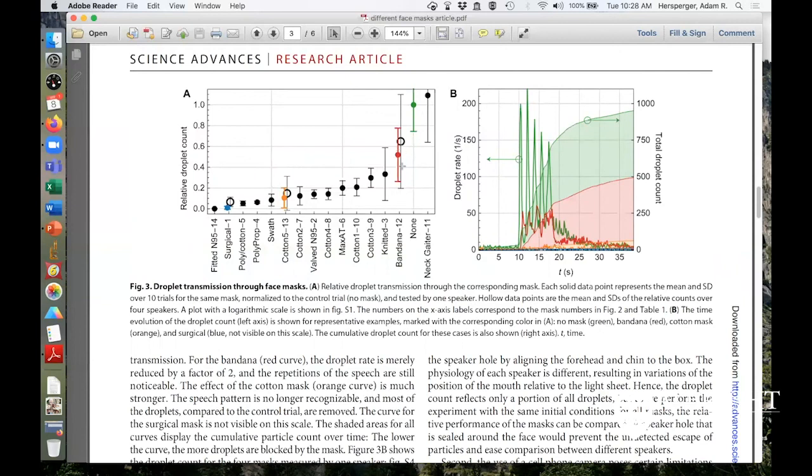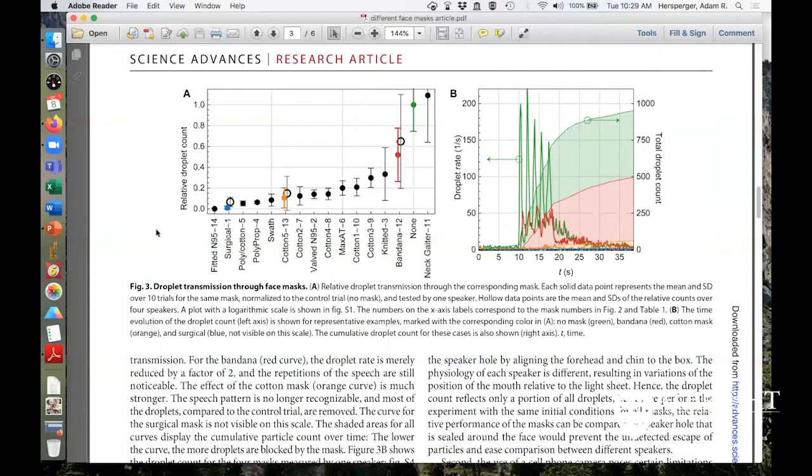That's good. But when you get to the kinds of masks that we typically wear, the ones labeled cotton, like cotton 2, which is number 7, and number 8, those are all down in that 10 to 20% range. So they're cutting the amount of particles down by a factor of 5 to 10. That's a huge reduction in the number of particles getting through the mask.